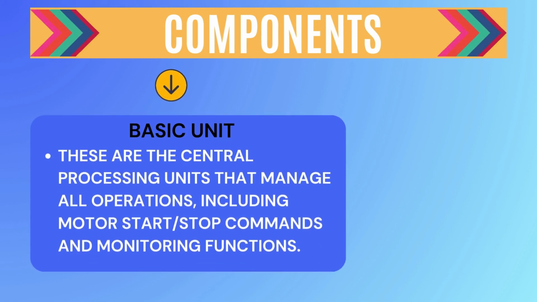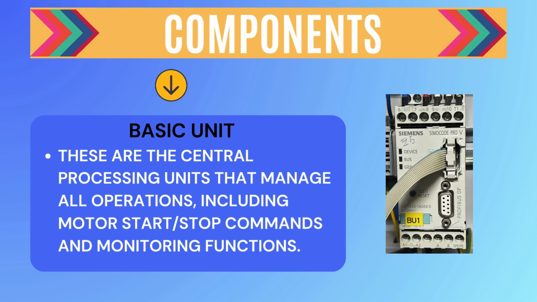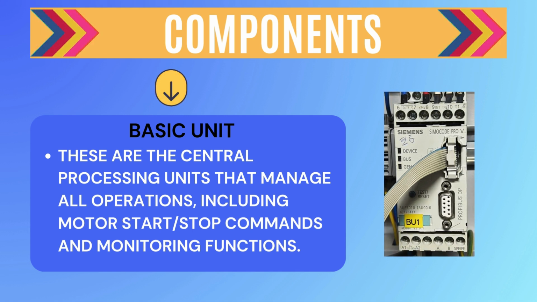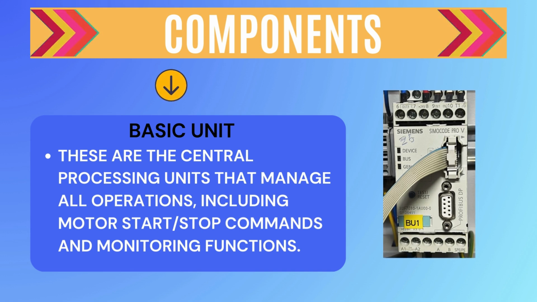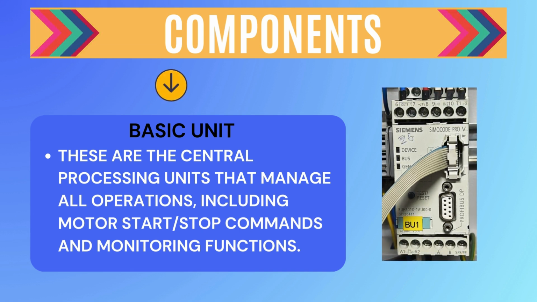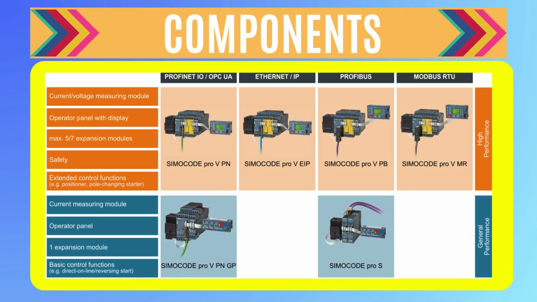Simocode components. Basic unit. These are the central processing units that manage all operations, including motor start-stop commands and monitoring functions. So we have many basic units like Simocode Pro C, Simocode Pro S, Simocode Pro V Profibus, Simocode Pro V Modbus, Simocode Pro V Profinet, Simocode Pro V Ethernet. So let's start one by one.